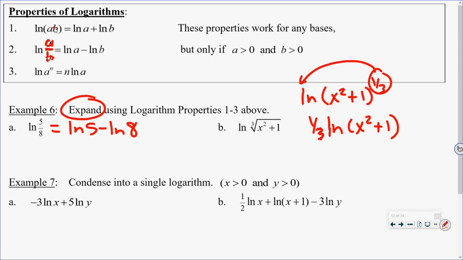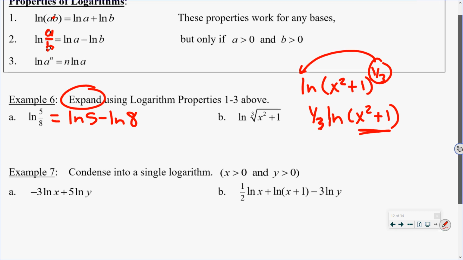Now you have to be careful here. If I want to break this inside apart, sometimes we try doing that, but the only way I can do that is if they're times or they're divided. Well, x squared plus 1, they're not multiplied together or divided. So I can't really go any further past that to expand it out. 7 is doing the opposite.